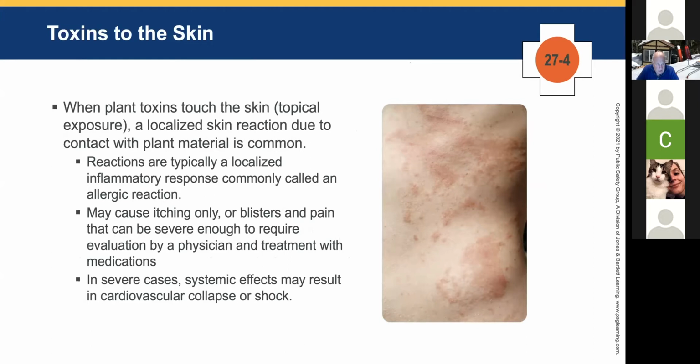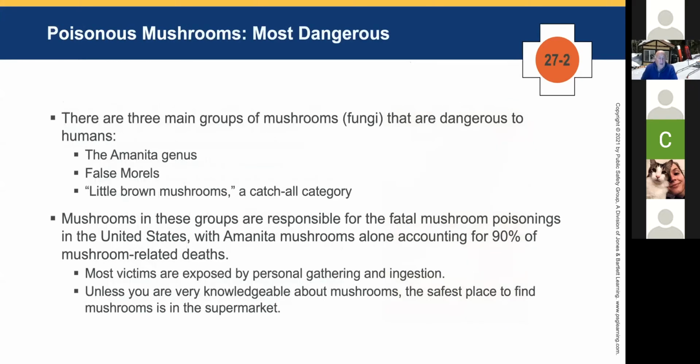In severe cases, systemic effects may result in cardiovascular collapse or shock. There are three main types of mushrooms that are dangerous to humans. And I'm going to probably louse up the pronunciation, but there's the Amanita genus, false morels, and little brown mushrooms, which is a catch-all category. Mushrooms in these groups are responsible for the fatal mushroom poisoning in the United States.